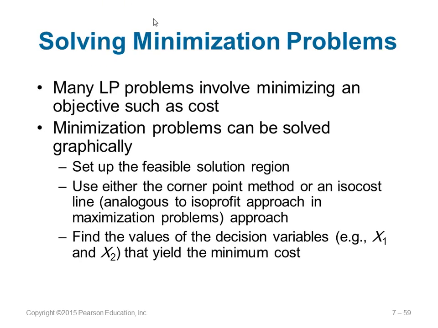Now we want to solve a minimization problem. Until now we have seen how to solve maximization problems, where we want to maximize the profit. Sometimes we want to minimize things. Minimization can also be solved graphically, using the same corner point method. Instead of the iso profit line, we use the iso cost line. The iso cost line is used for minimization problems, and iso profit for maximization problems. Here again we need to find the decision variables that will yield the minimum cost.